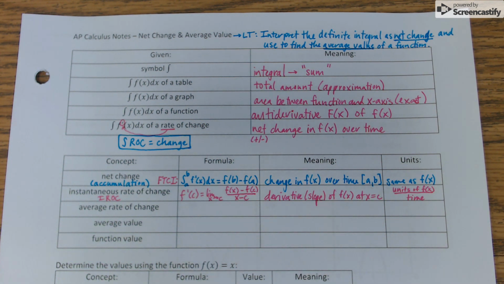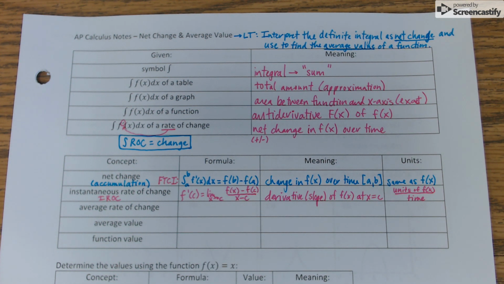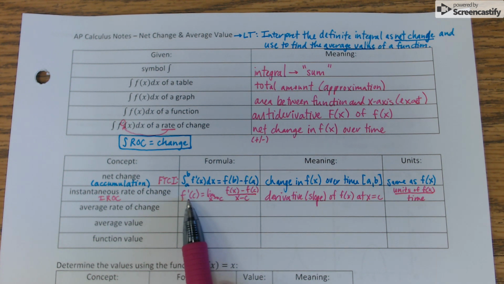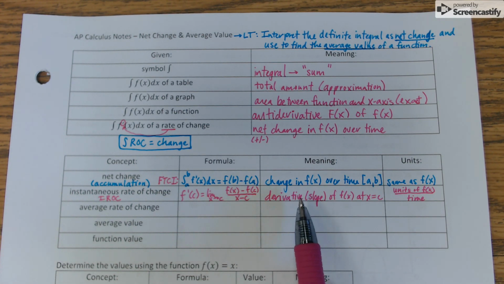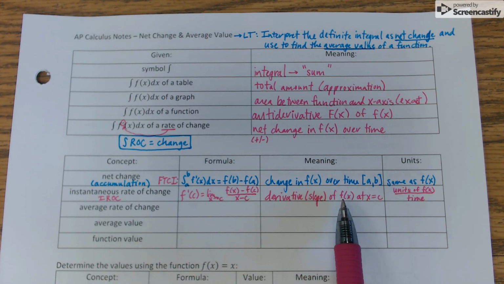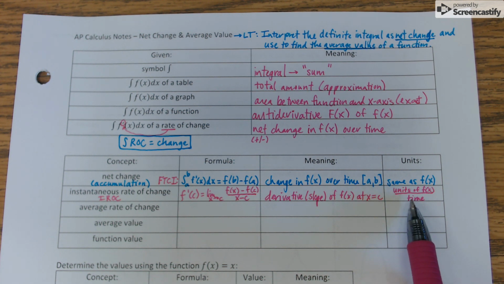The instantaneous rate of change is one of the first concepts we learned in the first half of calculus. It's otherwise known as the derivative, and when we started learning about IROC, we learned this limit formula, f of x minus f of c over x minus c. But now that we have all of our shortcuts for the derivative, like power rule, product, quotient, things like that, we can kind of skip over this longhand formula and go right to our shortcuts. So the meaning is the derivative. Graphically, it is the slope of a function f of x at x equals c. And whenever we take the derivative, you're taking those units of the function and you're dividing by time.